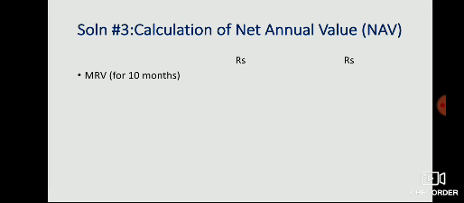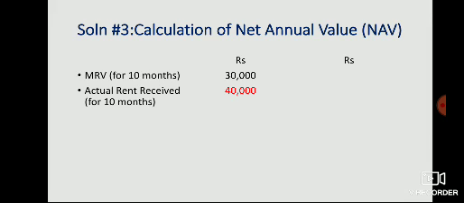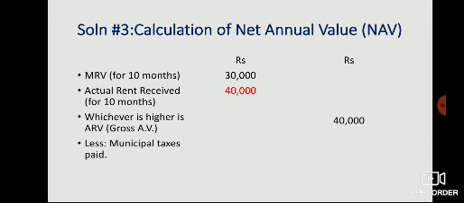2 amount column, 1 particular column. Here MRV for 10 months we have calculated is 30,000. Actual rent received for 10 months, since there is no other information, we have only MRV. So we directly compare MRV with actual rent, in which we will get your actual rental value. Whichever is higher will be your actual rental value, which is 40,000. Actual rent is 40,000, and we deduct the municipal taxes of 1,500. So your net annual value will be 38,500.